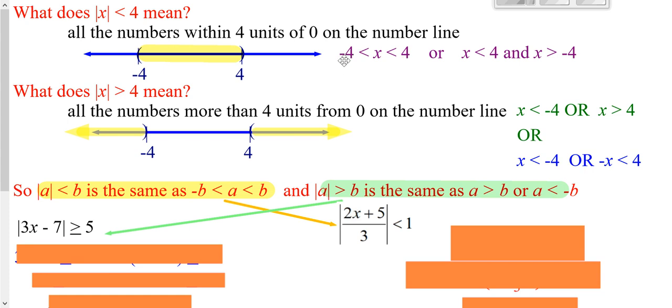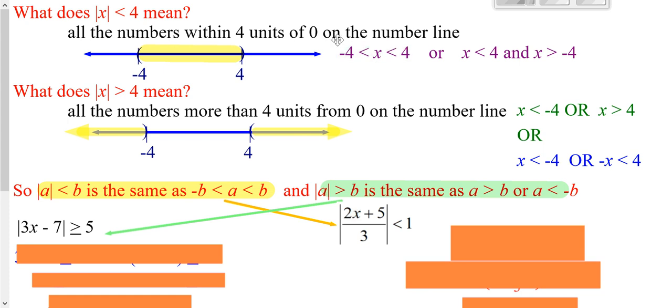Notice it goes left to right just like your number line does, and it's always less than signs. Now technically you could write this as two separate inequalities joined with an and statement, but I prefer just writing it as one compound inequality.